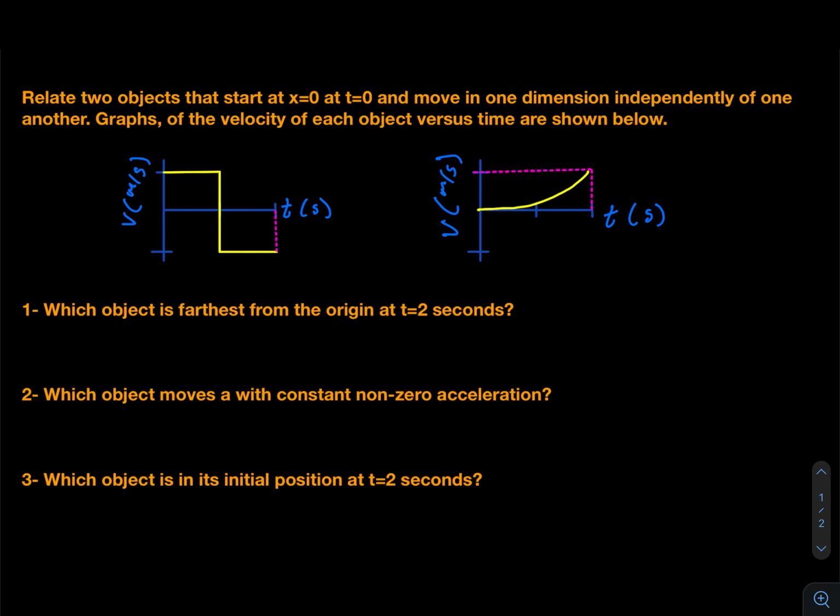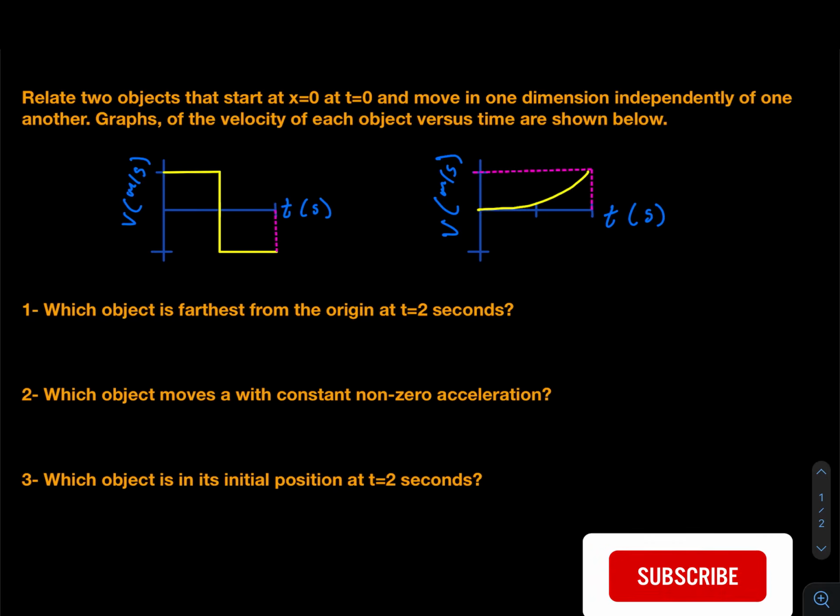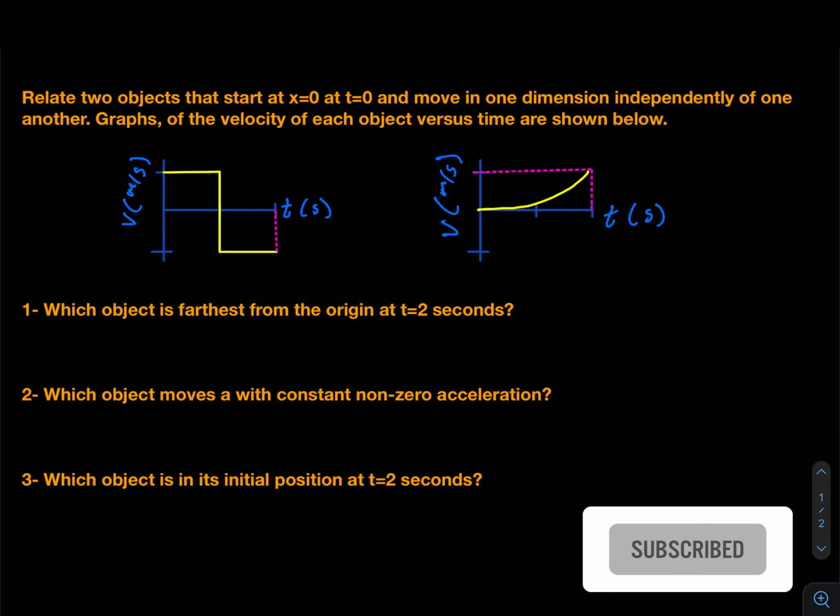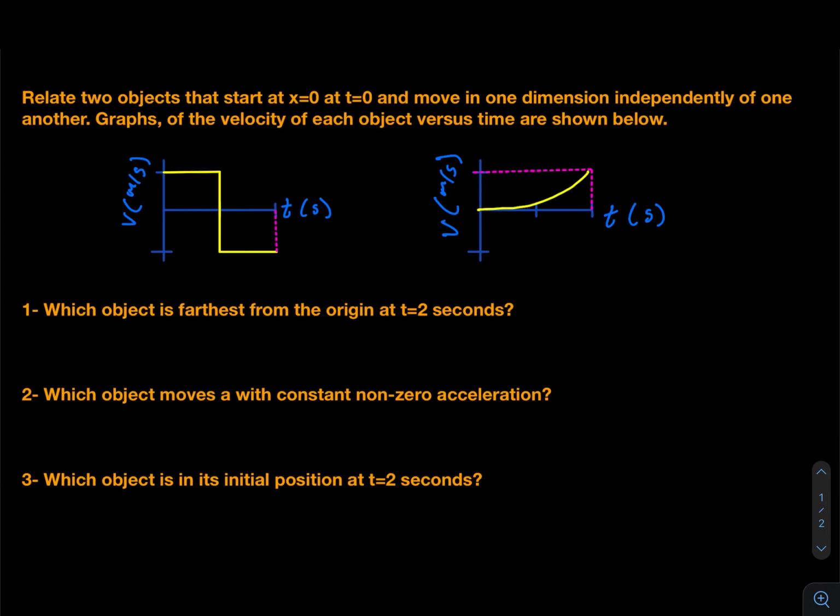Alright, so the problem says two objects start at x equals 0, at t equals 0, and move in one dimension independently of one another. Graphs of the velocity of each object versus time are shown below. So we have these two different velocity versus time graphs, and three questions that we want to answer. The first one: which object is farthest from the origin at t equals 2 seconds?